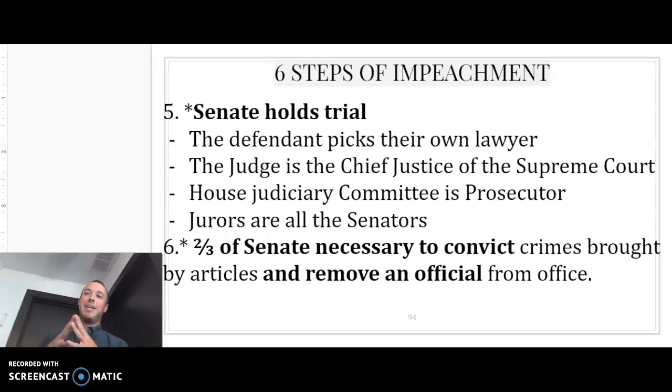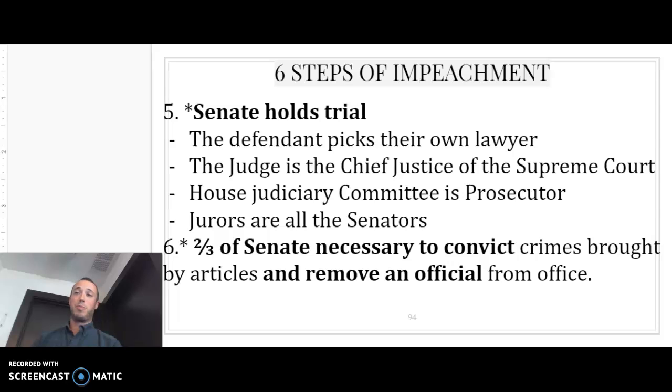In here, you need to understand that there are specific roles that each group plays. The defendant, I mean, when we think about impeachments, we usually think about presidents, but it can also be Supreme Court justices. They get to choose their own lawyer. A lot of times, they're going to probably take their own personal lawyer. Or if the Justice Department did not investigate them, they may take the Attorney General as their personal lawyer.